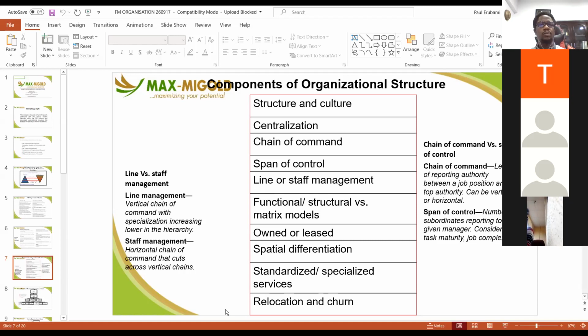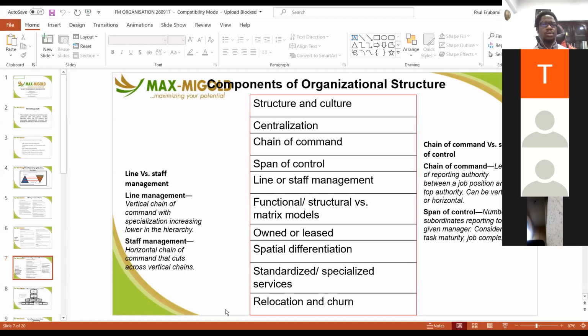But in that same organization, you could also have a horizontal chain of command where you have someone like an HRO manager who manages HRO across all of these vertical chains of command, or an accountant or a finance person who supervises or manages. So you have that person being on the side, but having oversight over people across the various chains of command. Now, when you have that kind of structure, we call that a matrix model.